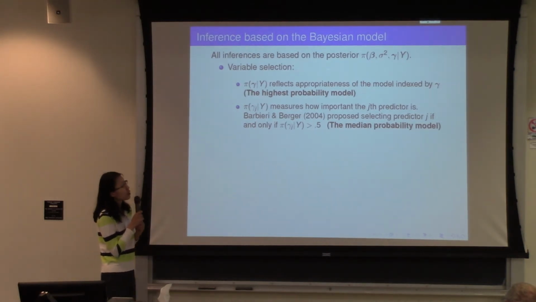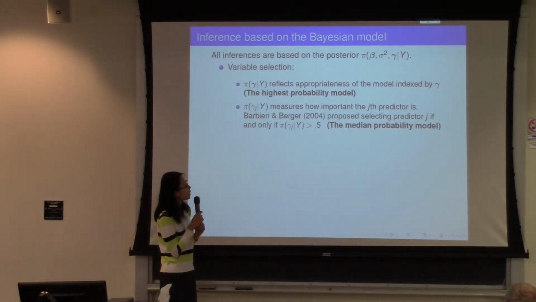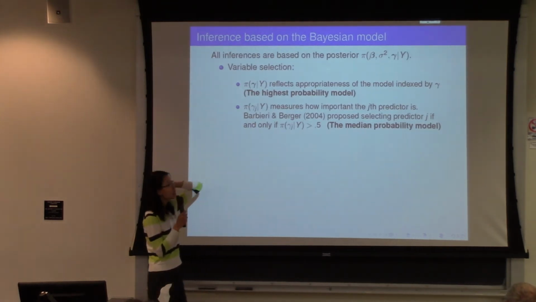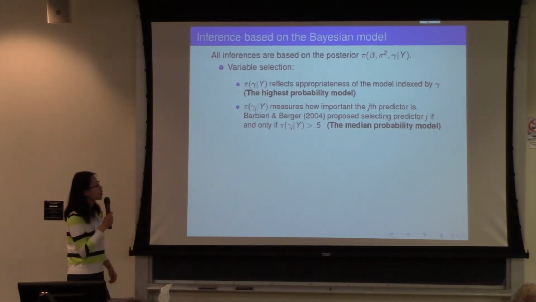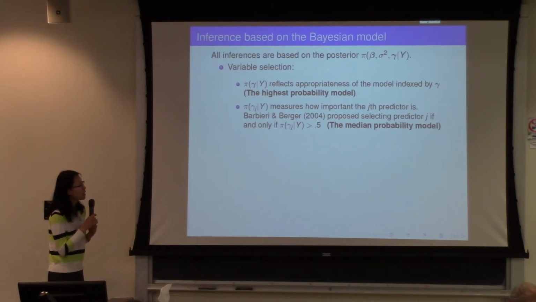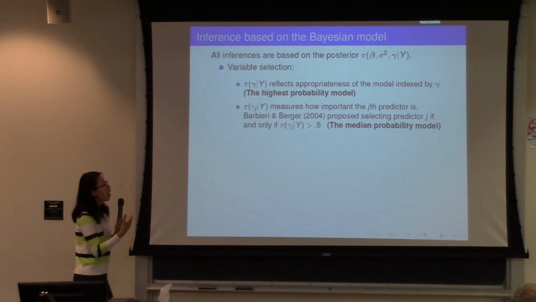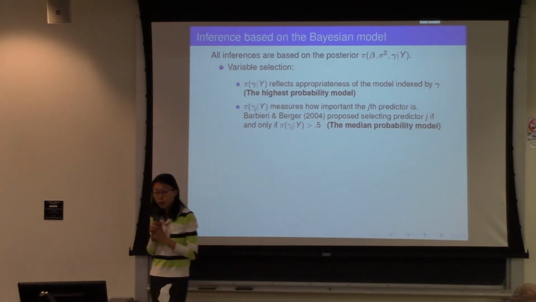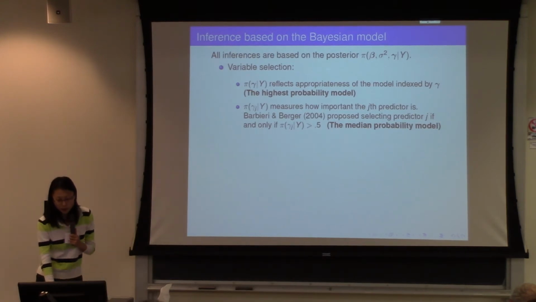Another way to identify a model is to look at the marginal posterior probability, the chance that you should include gamma j in the data. It matters how important the j-th predictor is. If you collect all those predictors j that have posterior inclusion probability greater than a half, we call the result a median probability model.